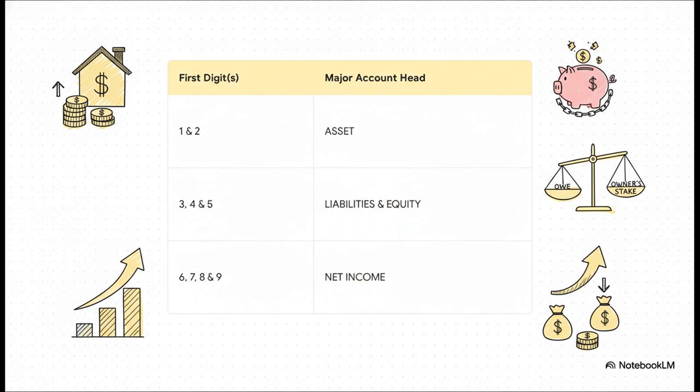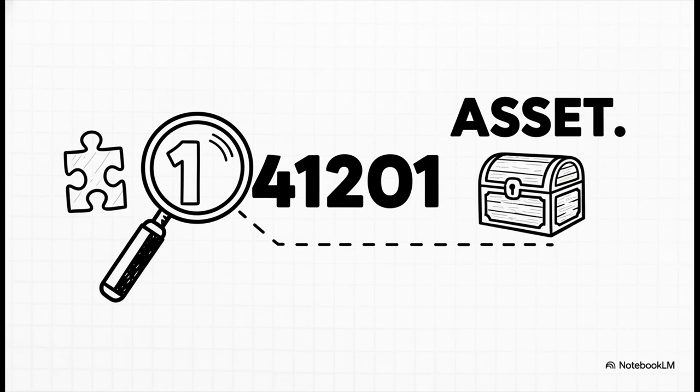So if a code starts with a 1 or a 2, boom, it's an asset. That's stuff the company owns. If it starts with a 3, 4, or 5, it's a liability or equity. That's what the company owes or the owner's investment. And if it starts with anything from 6 through 9, it has to do with net income, basically money coming in or going out.